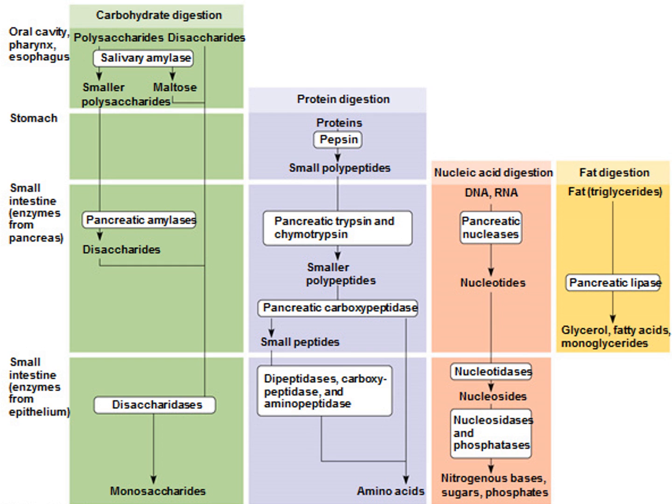So in this diagram we can say the digestion of fat mainly takes place with the help of pancreatic lipase, which converts triglycerides into glycerol, fatty acids, monoglycerides.